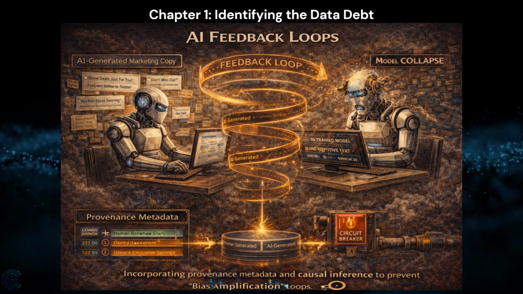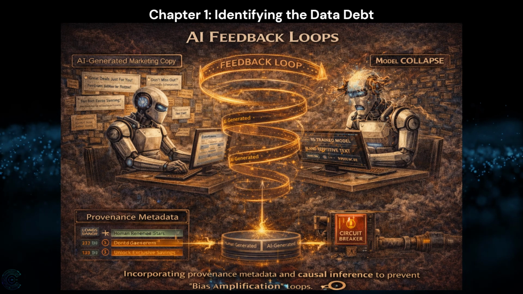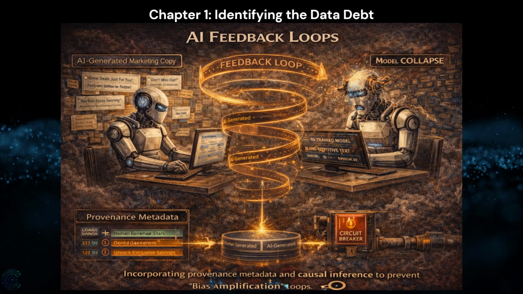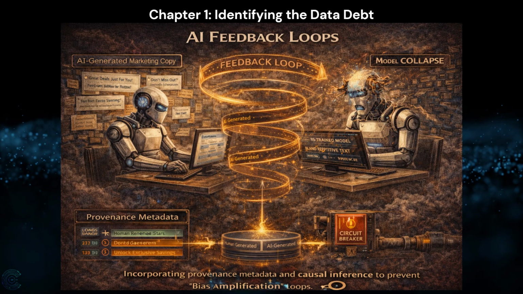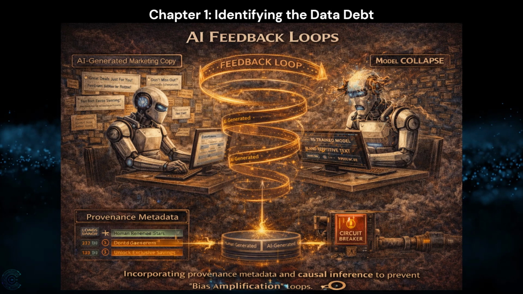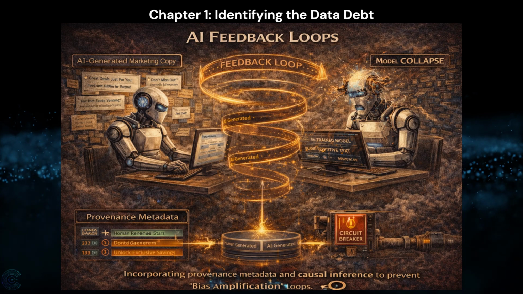Task: prevent model autophagy by distinguishing human versus synthetic data. Action: incorporate provenance metadata, human-generated versus AI-generated, into the core data schema. Use causal inference techniques to monitor if model outputs are poisoning the next training set. Result: long-term model performance stability, prevention of bias amplification loops.